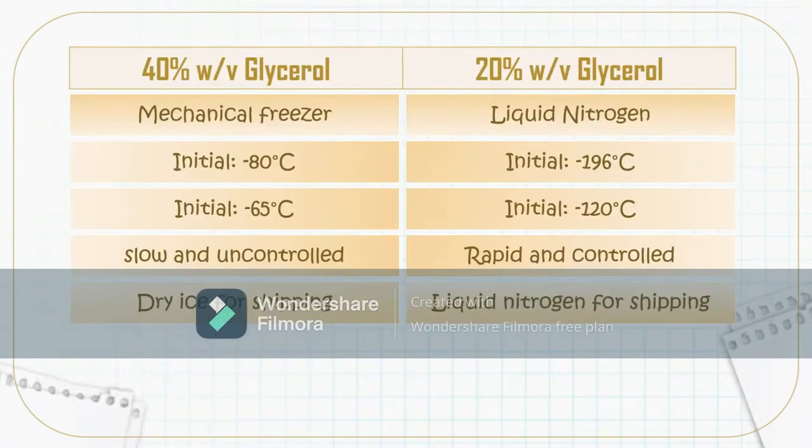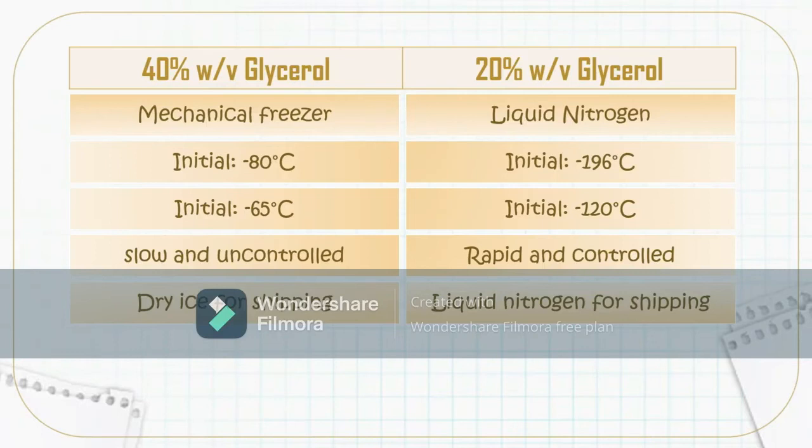For the differentiation of the high volume and low volume glycerol, we have here this table. So for the first one, we have the instruments which are needed for the freezing of the RBC units. So we have the mechanical freezer for your high volume and liquid nitrogen for low volume glycerol. Now when it comes to the instrument, of course, the instrument required by the high volume glycerol is much simpler compared to that of our low volume glycerol.